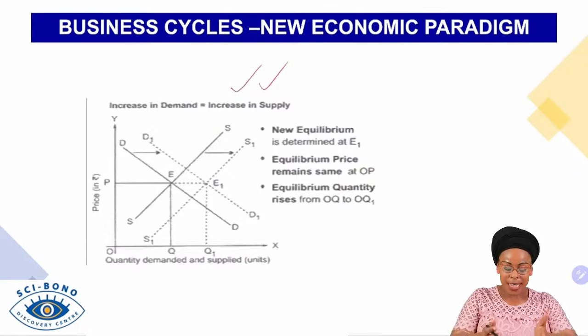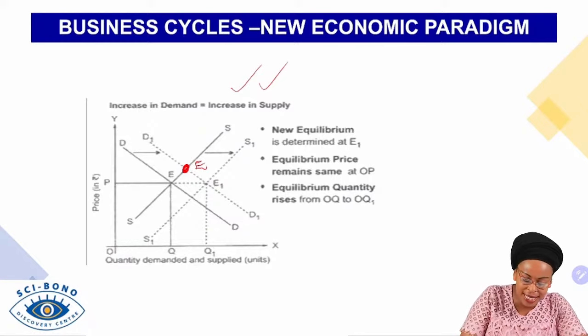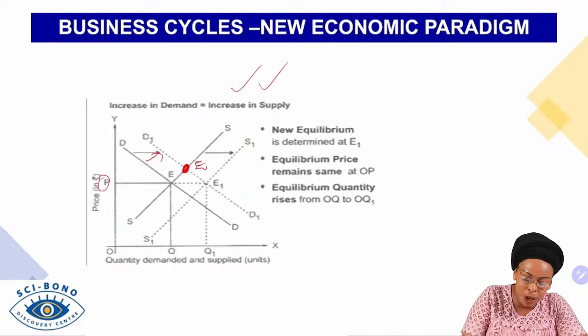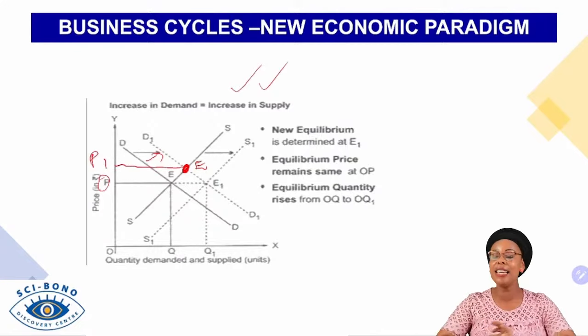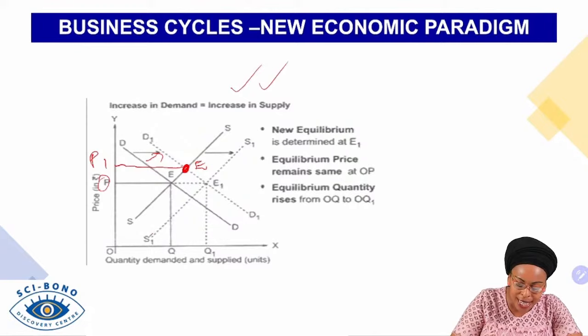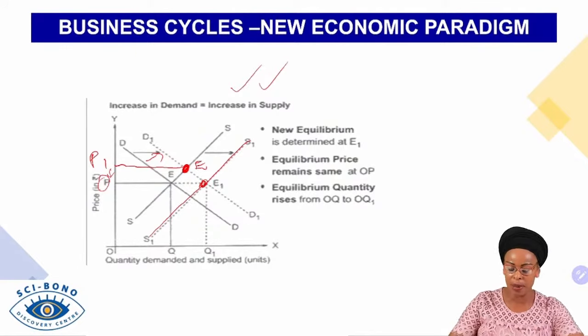Why? You just show us that at this point, that is where inflation will take place. If this is our price and demand increases, but supply does not increase, what will happen? There will be inflation at point E. Price will go up. But if supply also increases, price will drop and remain where it was originally. Inflation will be prevented.